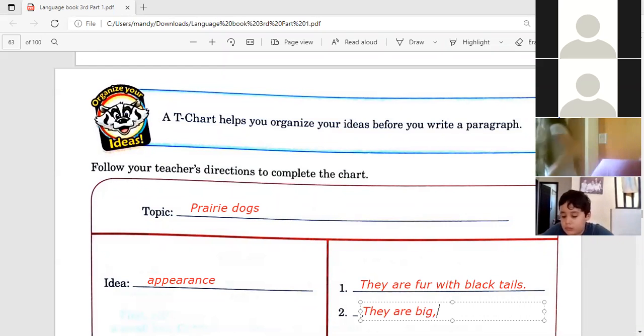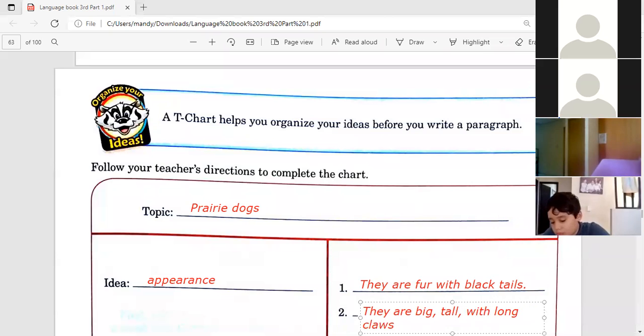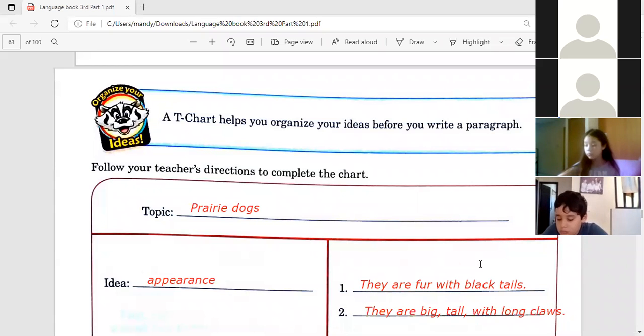And also tall. And with long claws. Con grandes garras. So this is the first two ideas. The first idea is the appearance, physical appearance. So we have, they are furry with black tails. They are big, tall, and with long claws. So let's write this one.